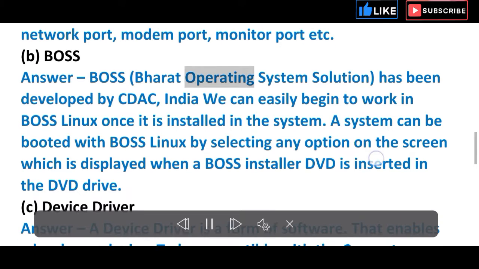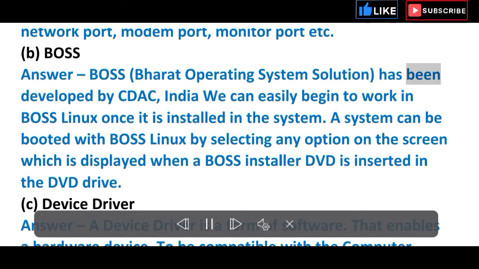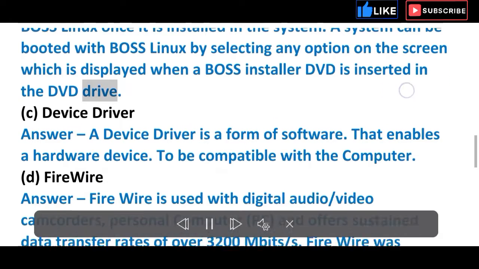B. BOSS. Answer. BOSS, Bharat Operating System Solution, has been developed by CDAC, India. We can easily begin to work in BOSS Linux once it is installed in the system. A system can be booted with BOSS Linux by selecting any option on the screen which is displayed when a BOSS installer DVD is inserted in the DVD drive.